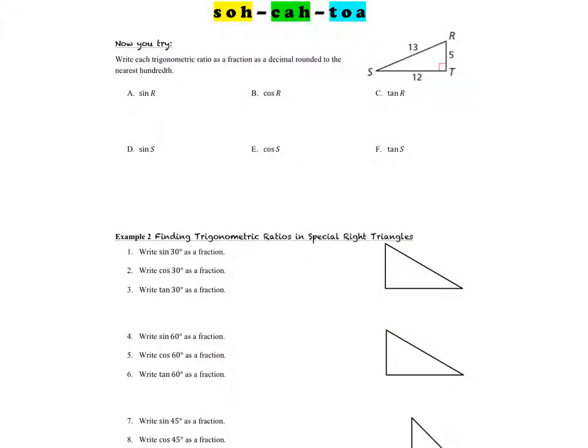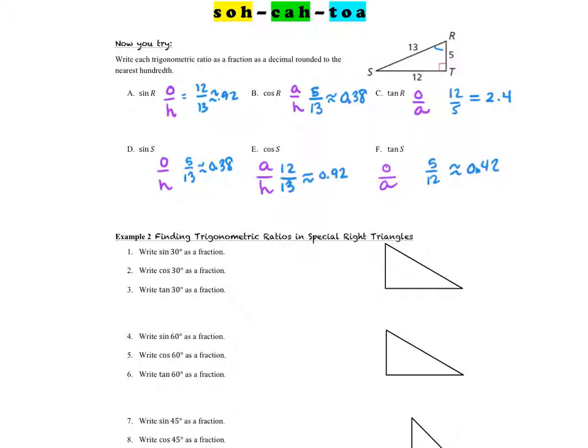Now you try, and hit play when you're ready to see the answers. If you needed help getting started, I've written out all of my ratios, opposite over hypotenuse or adjacent over hypotenuse, etc., based on SOHCAHTOA. There are my answers in both fraction and decimal rounded to the nearest hundredth. Notice that in example C, I did not put the about symbol because it was exactly 2.4. I didn't round that one.